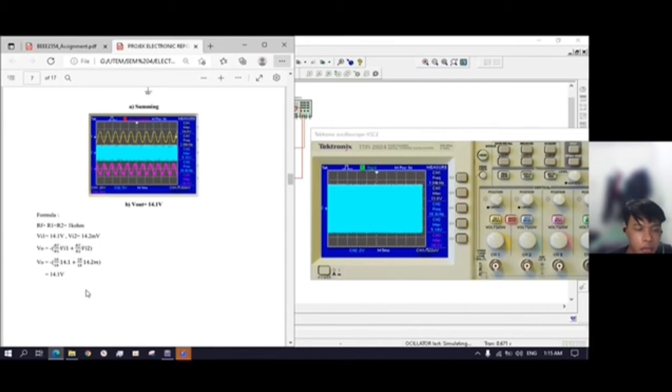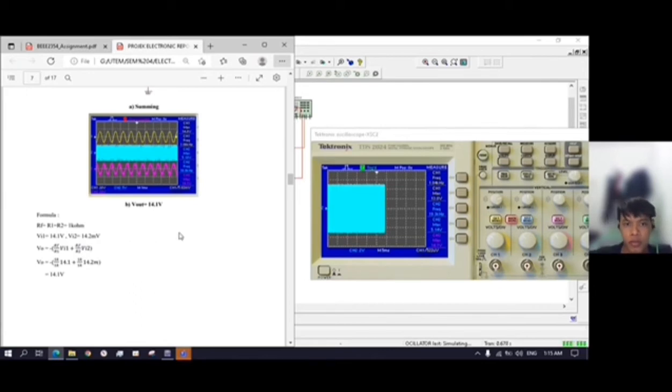RF divided by R1, times V in 1, plus RF divided by R2, times V in 2, and then we get the V out. Key in all the resistor values and the input values, and then we get the 14.1 volt.